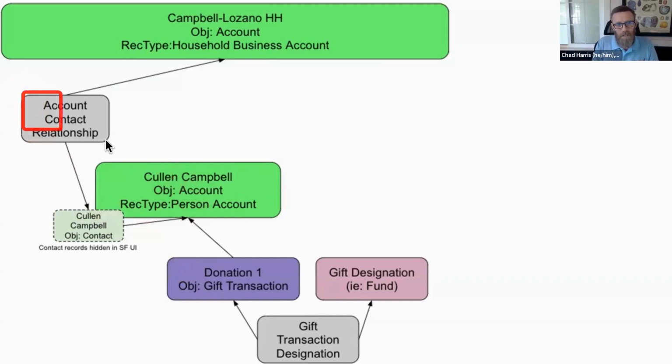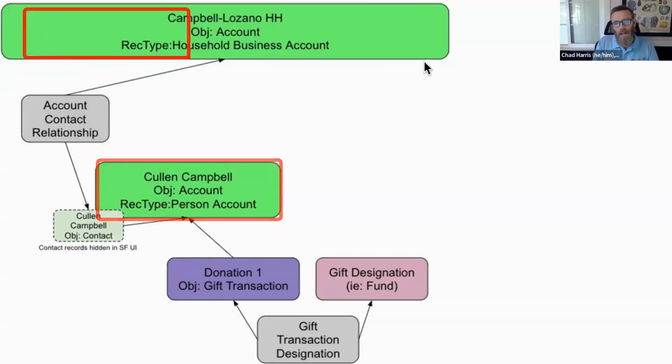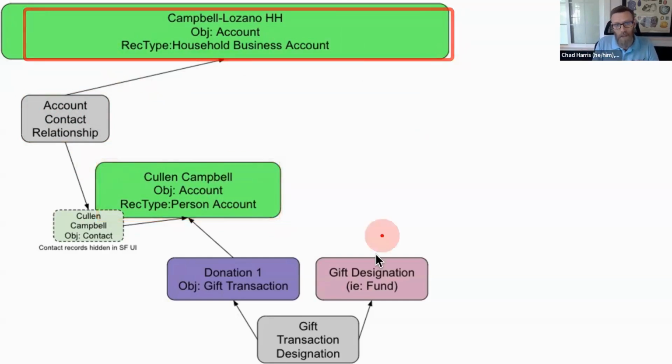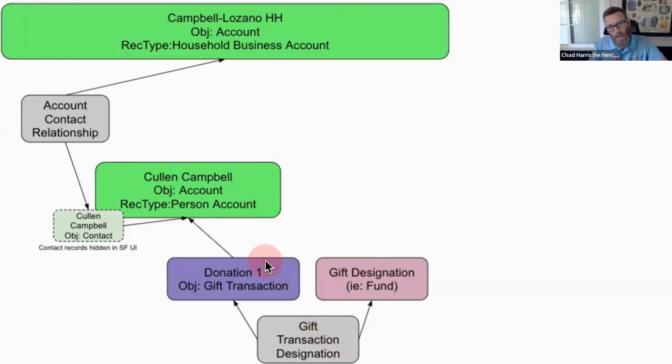And then there is this kind of hidden object called account contact relationship that is used to link all of the people in a household to the actual household account itself. And so this is the reason why it's hard to report in Salesforce, because there's just such a spread of objects involved, and there's really no good way to link these donations to the households.